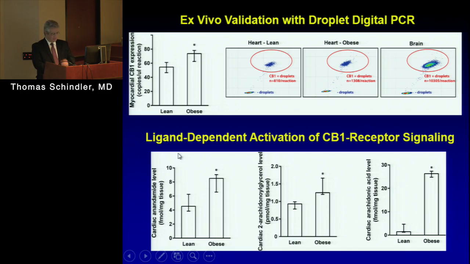And then you have also ligand-dependent activation of CB1 receptor signaling. That means that endocannabinoids like anandamide are increasingly expressed in the myocardium from lean to obese. Then also 2-AG, 2-arachidonoylglycerol, also increased from lean to obese. And then also arachidonic acid is also increased. So we provided proof that our findings with imaging in mice correlated with the mRNA in myocytes in obese mice, and also with the signaling activation.